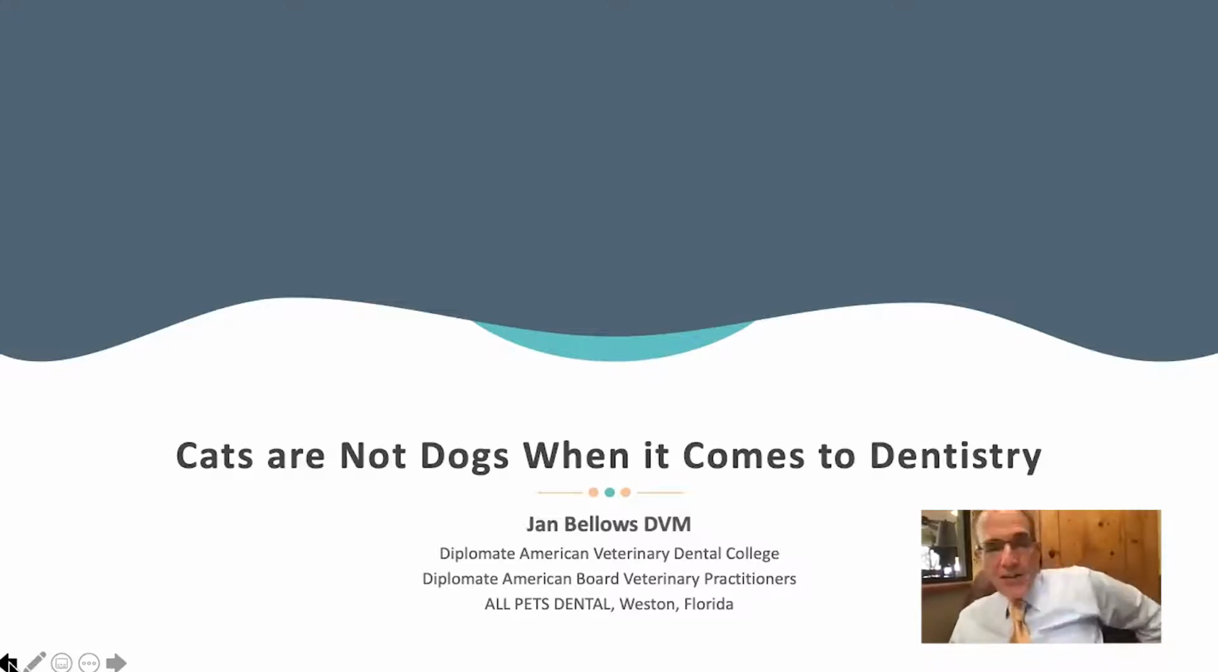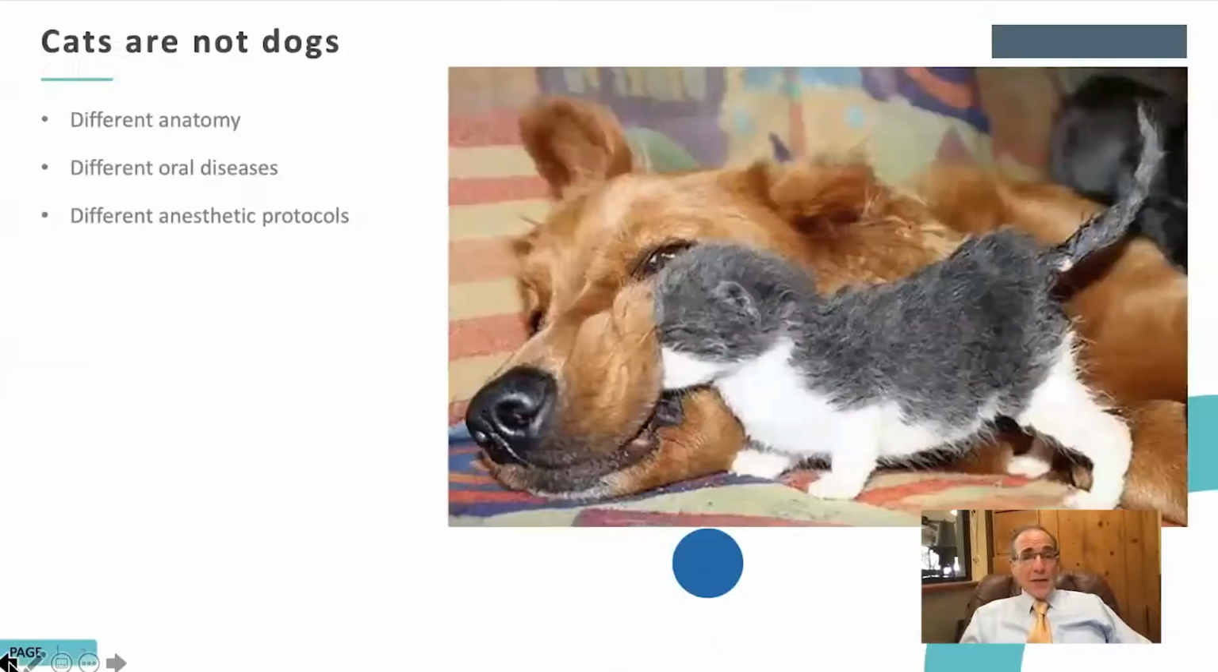Hi, this is Dr. Jan Bellows, and we're going to speak for the next 45 minutes to an hour about cat dentistry. And cats are not dogs when it comes to dentistry. There's a lot of difference going on. Dogs have bigger teeth, more teeth, different disease presentations, and certainly different anesthetic protocols compared to cats.